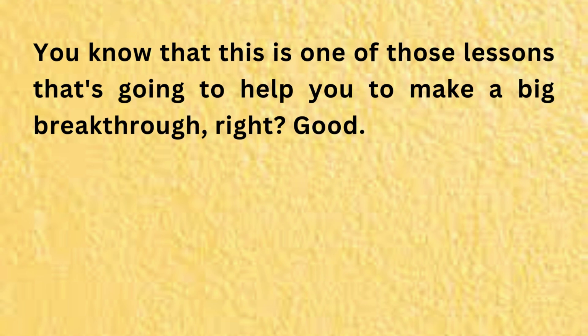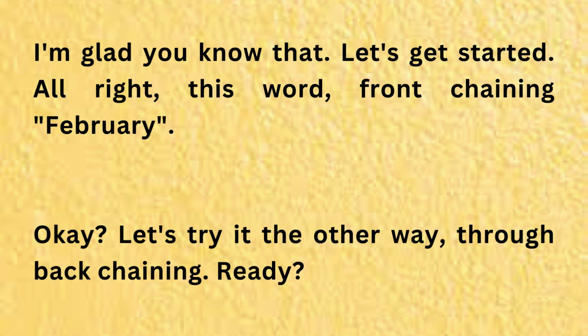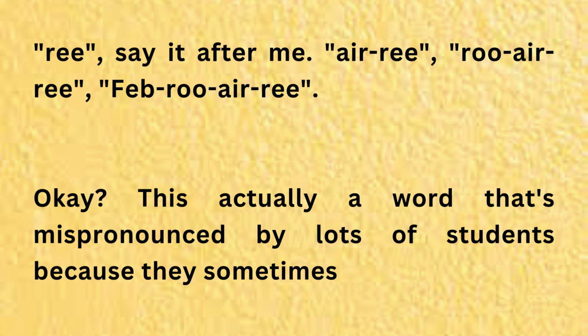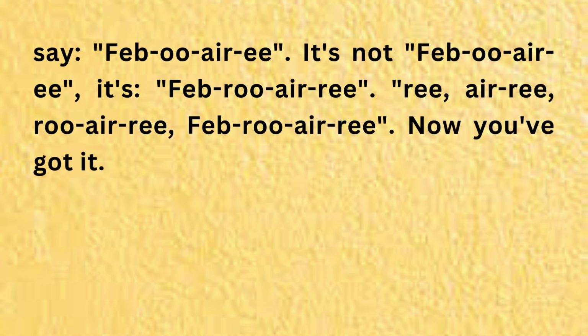You know that this is one of those lessons that's going to help you make a big breakthrough, right? Good. I'm glad you know that. Let's get started. This word, front chaining: February. Let's try it the other way, through back chaining. Ready? Say it after me. Airy. Airy. February. This is actually a word that's mispronounced by lots of students because they sometimes say it incorrectly. Now you've got it.